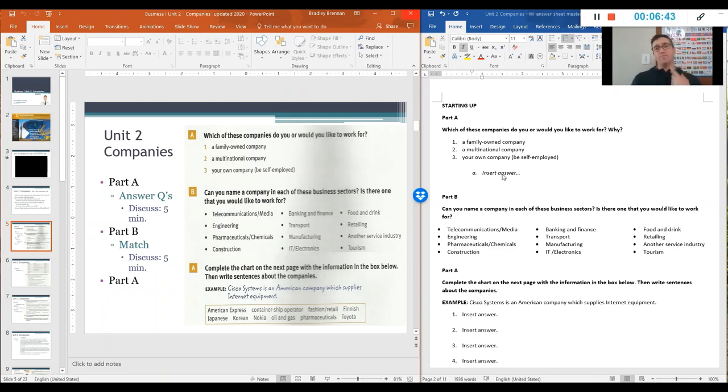A multinational company, of course, would be something like Samsung, GE, LG, etc. And your own company here, this would be to be an entrepreneur, or it could even be something like owning your own company, like a mechanic or an electrician, etc. They own their own company and they're the only employee. It's called a sole proprietorship. So go ahead and answer here.